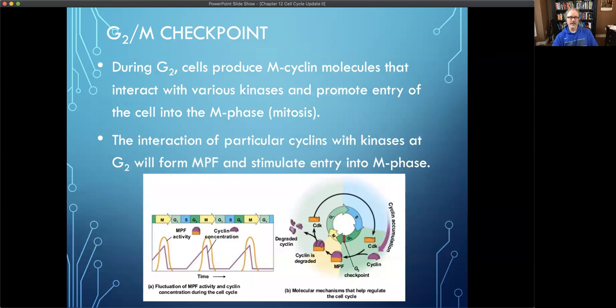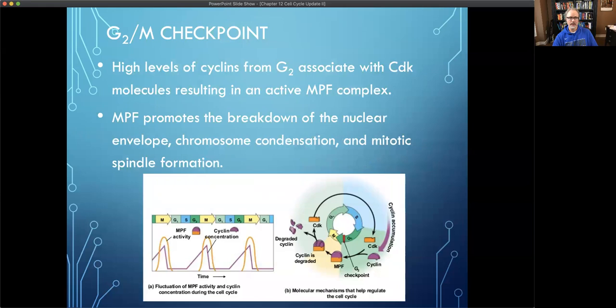During G2, you get a lot of these M-cyclin molecules that are going to start to interact and promote entry into the M phase during mitosis. The interaction of these particular cyclins at G2 are going to form what's called maturation promoting factor, or MPF. And this stimulates the entry into the M phase. High levels of cyclins now associate with these CDKs, and this is going to give you this active MPF complex. This is the thing that's going to promote all of the events that are leading to mitosis, the breakdown of the nuclear envelope so that the mitotic spindle can form, the condensation of the chromosomes that you see during prophase. All of these different things are going to be governed by this MPF, okay?